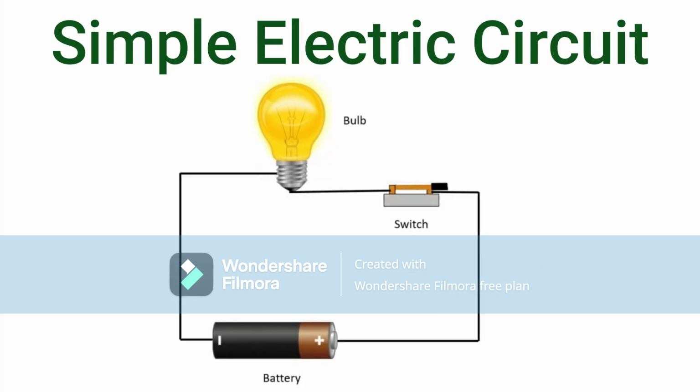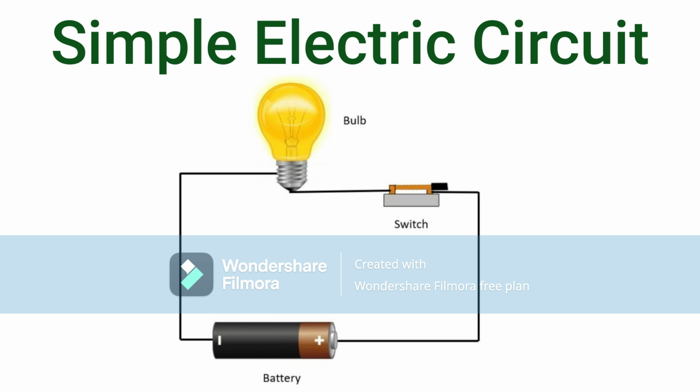Now we'll see a simple electric circuit. Electricity needs a complete path to flow. This complete path is called an electric circuit. A simple circuit includes a battery, a switch, a bulb, and connecting wires. When the circuit is complete, electricity flows and the bulb glows.